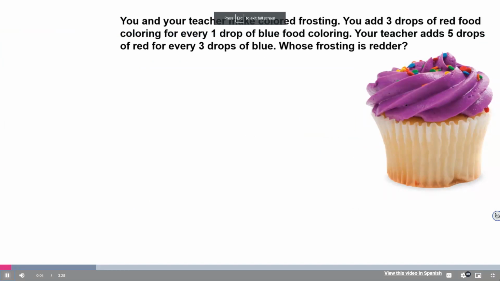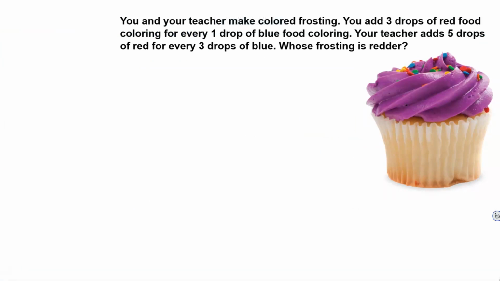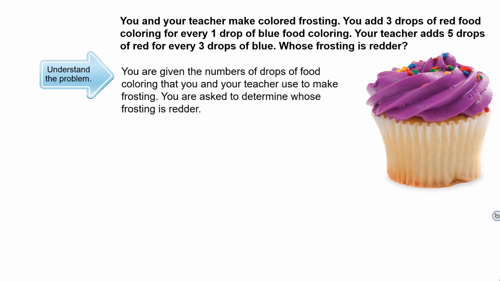You and your teacher make colored frosting. You add 3 drops of red food coloring for every 1 drop of blue food coloring. Your teacher adds 5 drops of red for every 3 drops of blue. Whose frosting is redder? Use a problem-solving plan to solve. First, understand the problem. What do you know? You are given the numbers of drops of food coloring that you and your teacher used to make frosting. You are asked to determine whose frosting is redder.